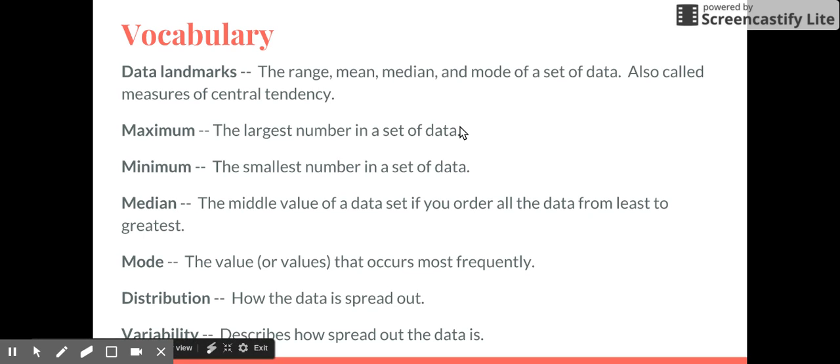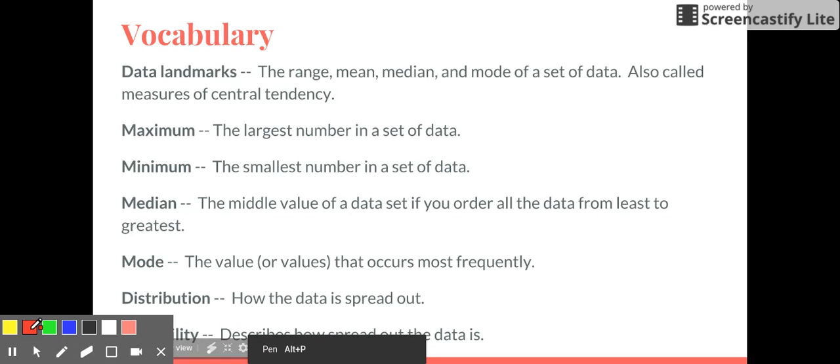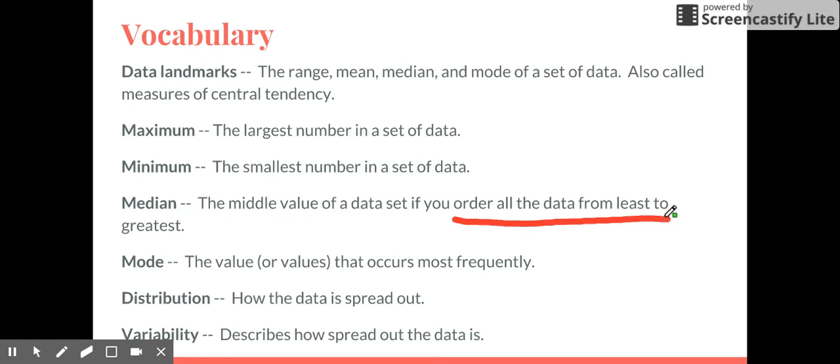Maximum, that's your largest number in a set of data. And then minimum is your smallest number in a set of data. This means the smallest number with a dot on it, not the number with the least amount of dots on it. Okay? Median, that's your middle value in a data set if you order all the data from least to greatest. I can't emphasize that enough.